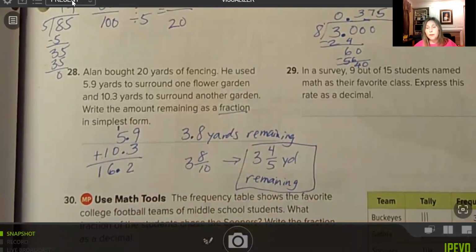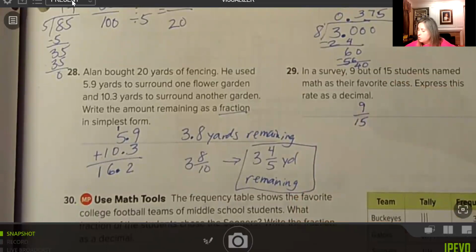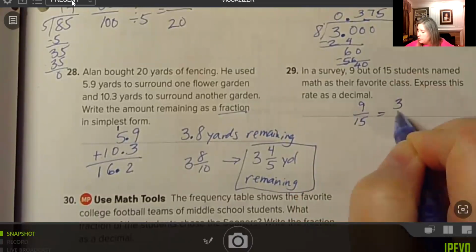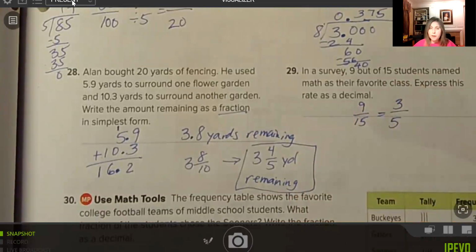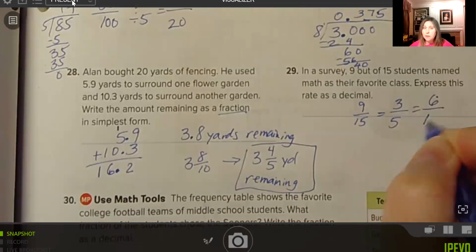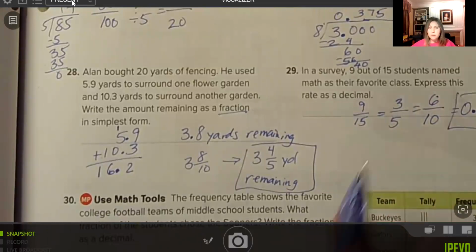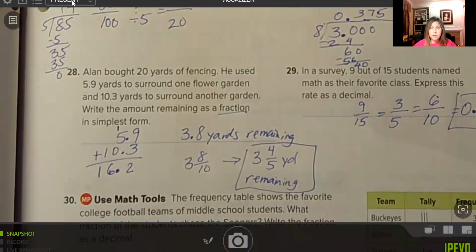Number 29. In a survey, 9 out of 15 students named math as their favorite class. Express this as a decimal. So 9/15. When I look at that fraction, I see that those are both divisible by 3. So this I will simplify to 3/5. And then I can actually scale that up from here. So 3/5 is the same as 6/10. And then I can express that as a decimal. 0.6. So that is the rate written as a decimal.